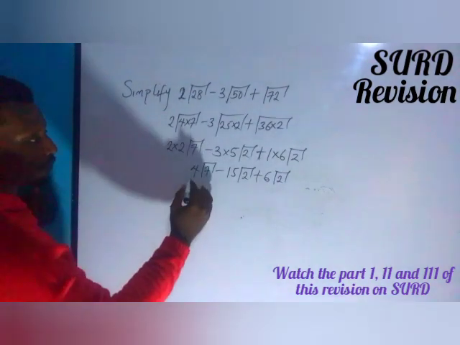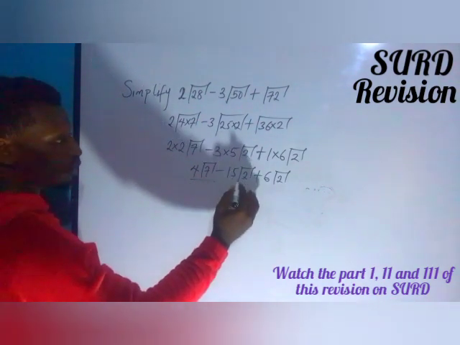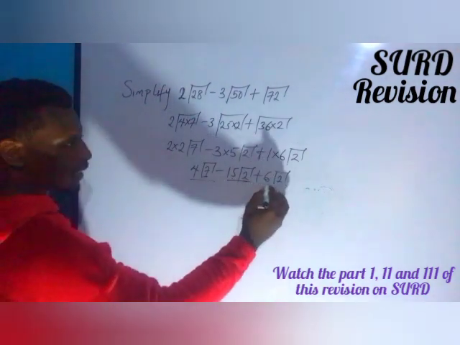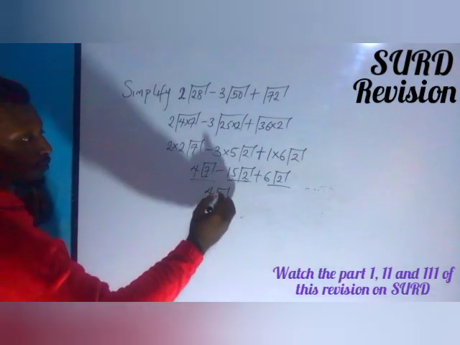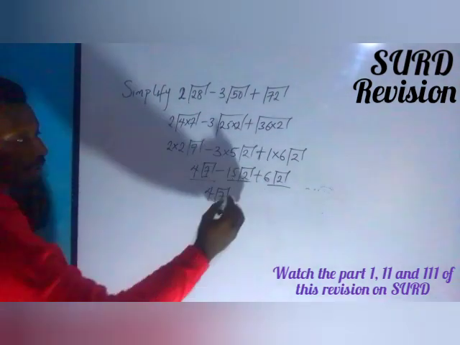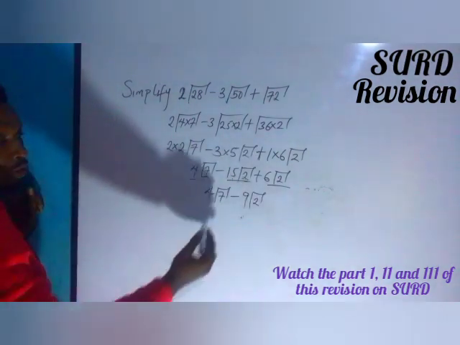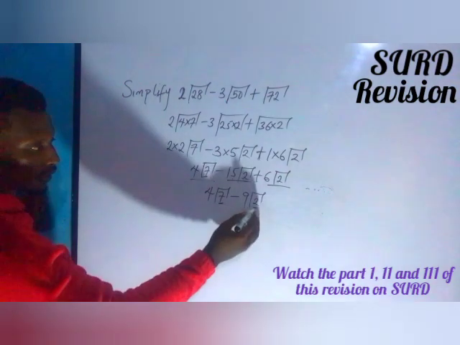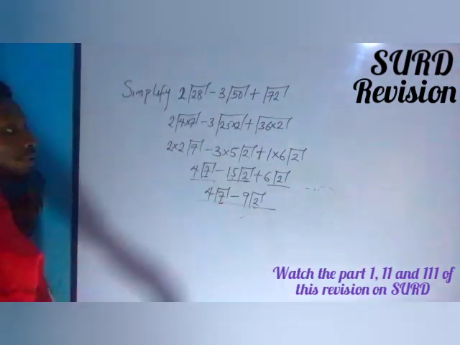So I cannot subtract 4 surd 7 minus 15 surd 2 because their surds are not the same. But I can solve this and this because their surds are the same. So we're going to have 4 surd 7 minus 15 plus 6 will give us minus 9 surd 2. I cannot subtract this and this because their surds are not the same. So 4 surd 7 minus 9 surd 2 is the answer to the fourth question.